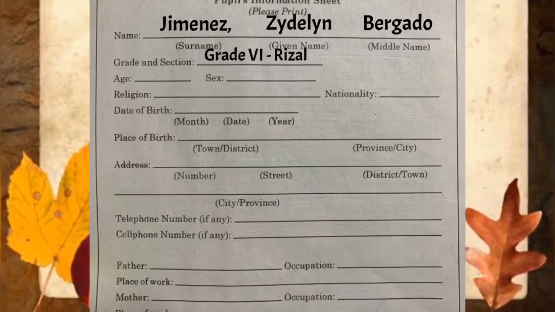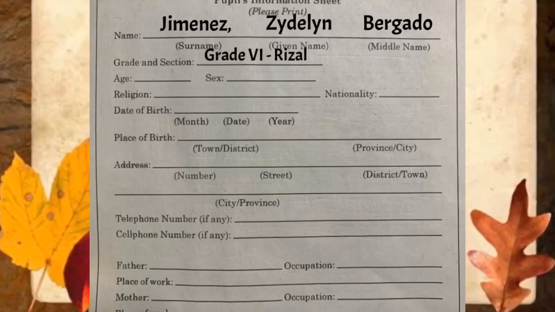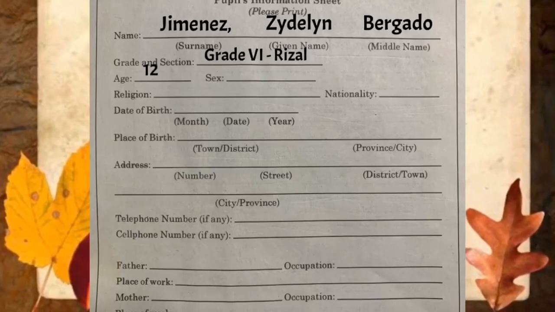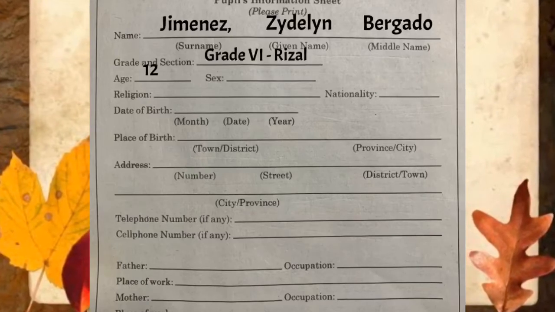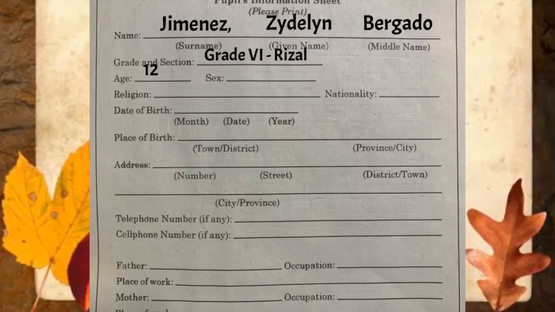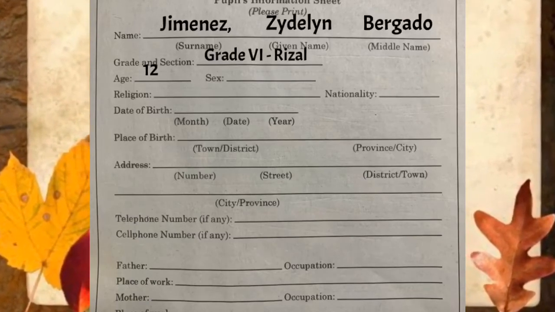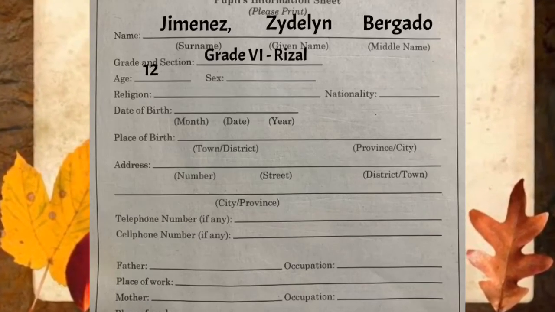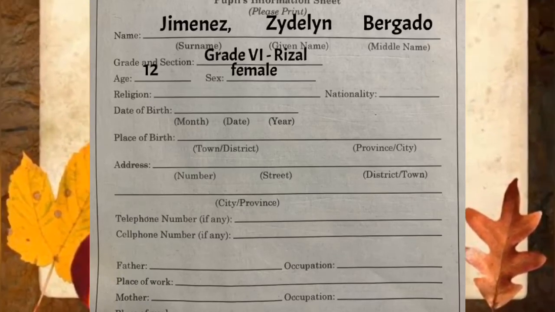Another thing to consider is the age. It answers the question, how old are you? So we write 12 since Zaidelin is 12 years old. One more thing that we need to consider is the gender. Another term for gender is sex. So it is whether male or female. In this form, we write female because Zaidelin is a girl.